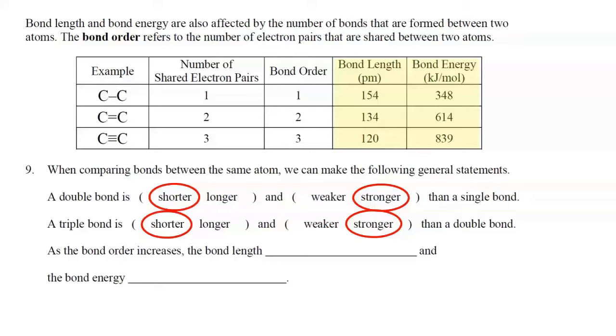So what's the general trend? As we go from single to double to triple, the bonds are getting shorter. So the bond length is decreasing and they're getting stronger. The bond energy required to break the bond increases.